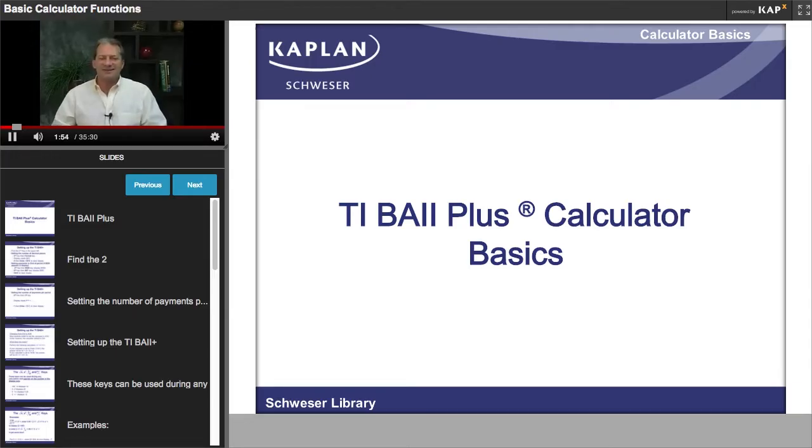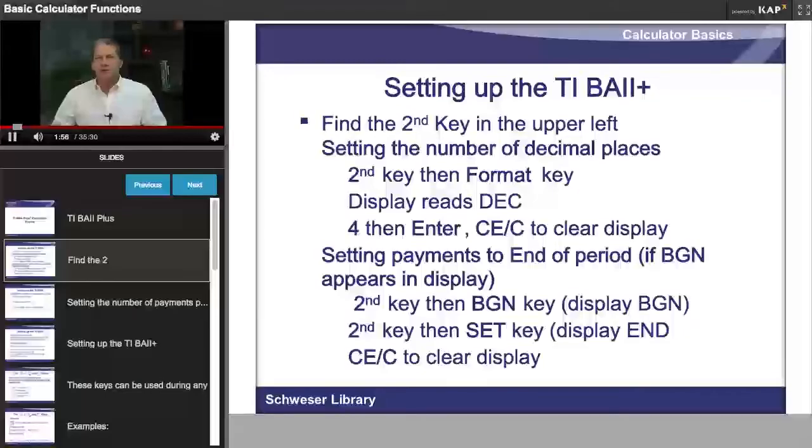So let's first talk about setting up your calculator. Okay. Now there's second functions to a lot of these keys, and you'll see what's written over the actual key itself. Across the top row you see it says quit, set, delete, insert, all that sort of stuff. And those are the second functions. So first off, we want to set the number of decimals. I set mine to 4.